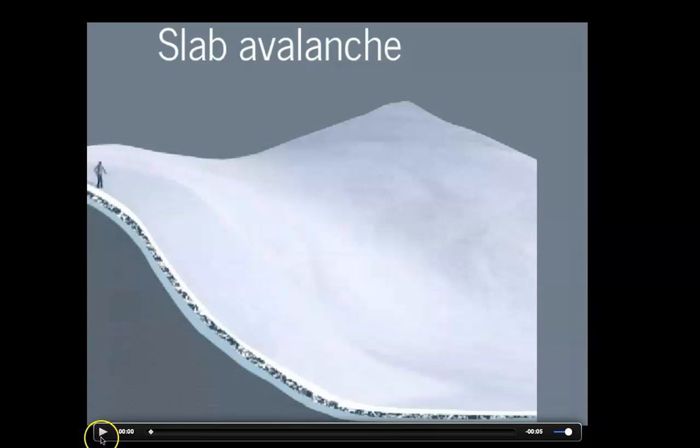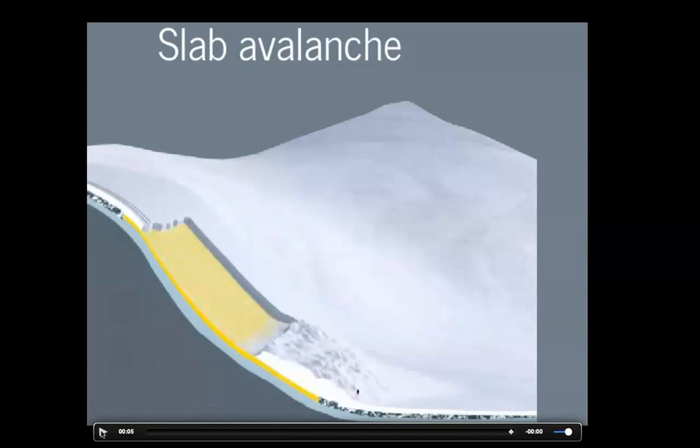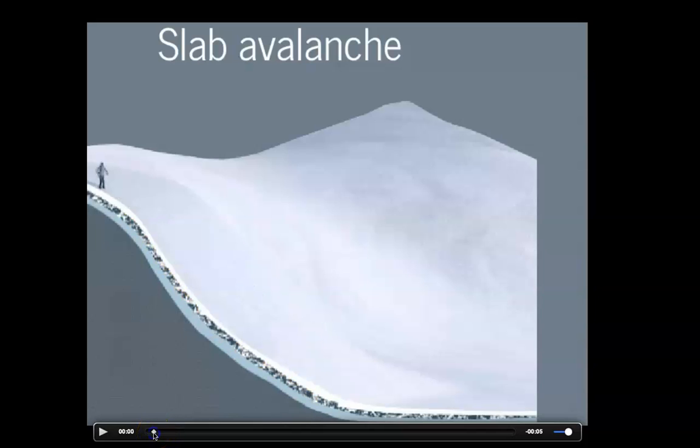So I'm going to play this animation. We can watch a slab avalanche occur. Now I'm going to play that again and talk through what's happening. As the skier moves downhill, eventually they hit a point. At this point in the video, failure has occurred, and you'll notice that the failure occurred within the weak layer. Now I'm going to play it a little more. Notice how that failure has spread up and down the slope. This is what's called propagation.